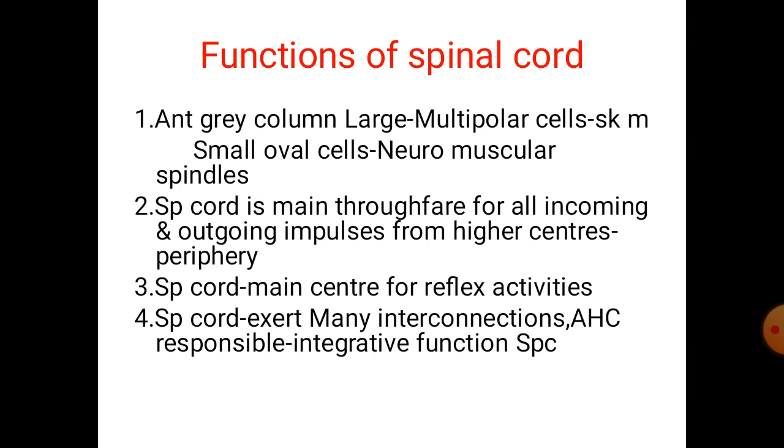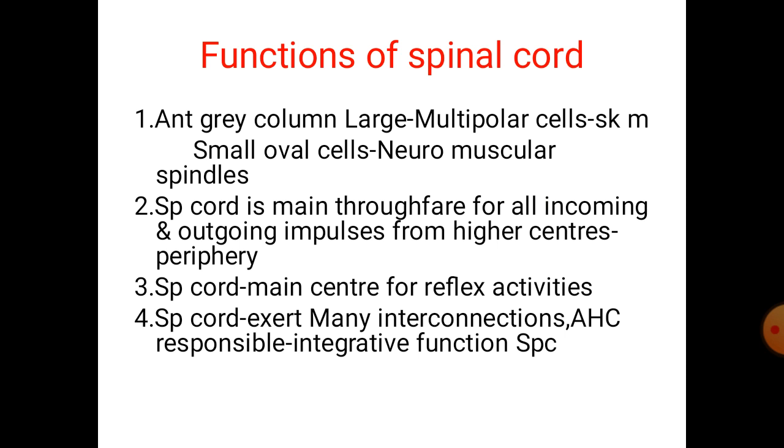I will repeat the functions of the spinal cord again. The anterior gray column contains large multipolar cells, anterior horn cells, that supply the skeletal muscles, that is the extrafusal fibers. Then again there are small oval cells. These small oval cells are gamma motor neurons, which supply the neuromuscular spindles, that is the intrafusal muscle fibers. Then the spinal cord is the main thoroughfare for all the incoming sensory impulses and all the outgoing motor impulses from higher centers to the periphery.